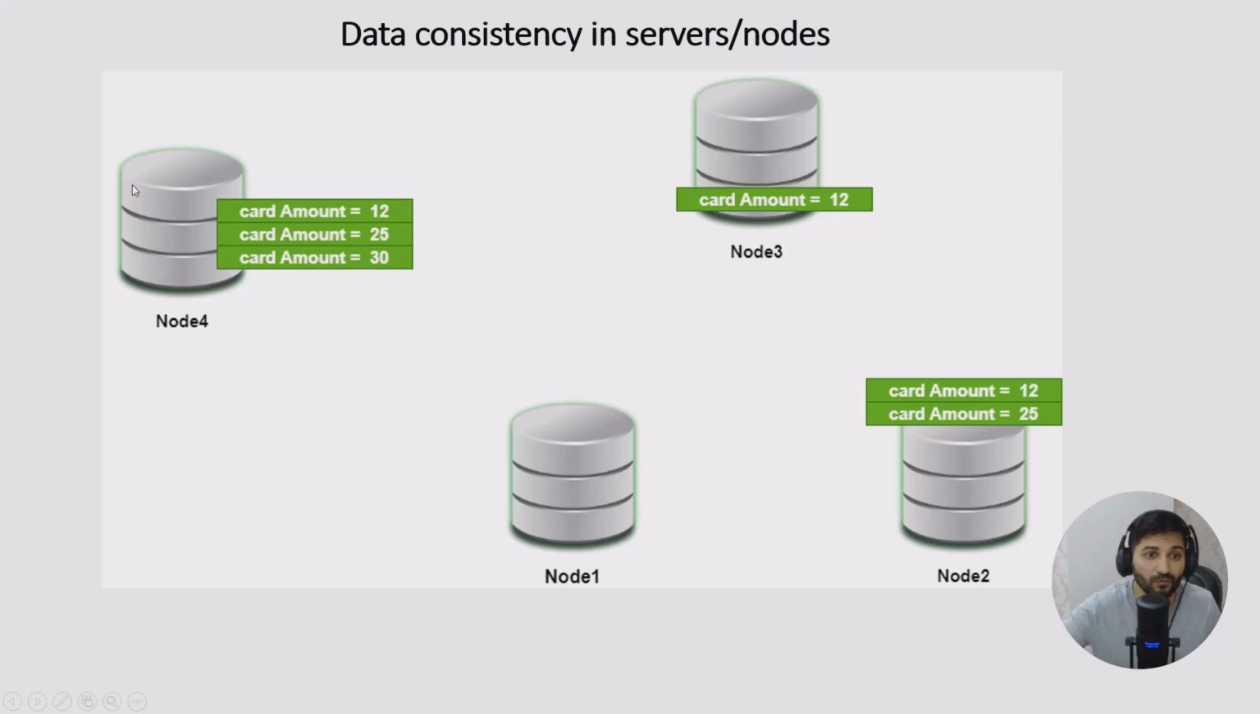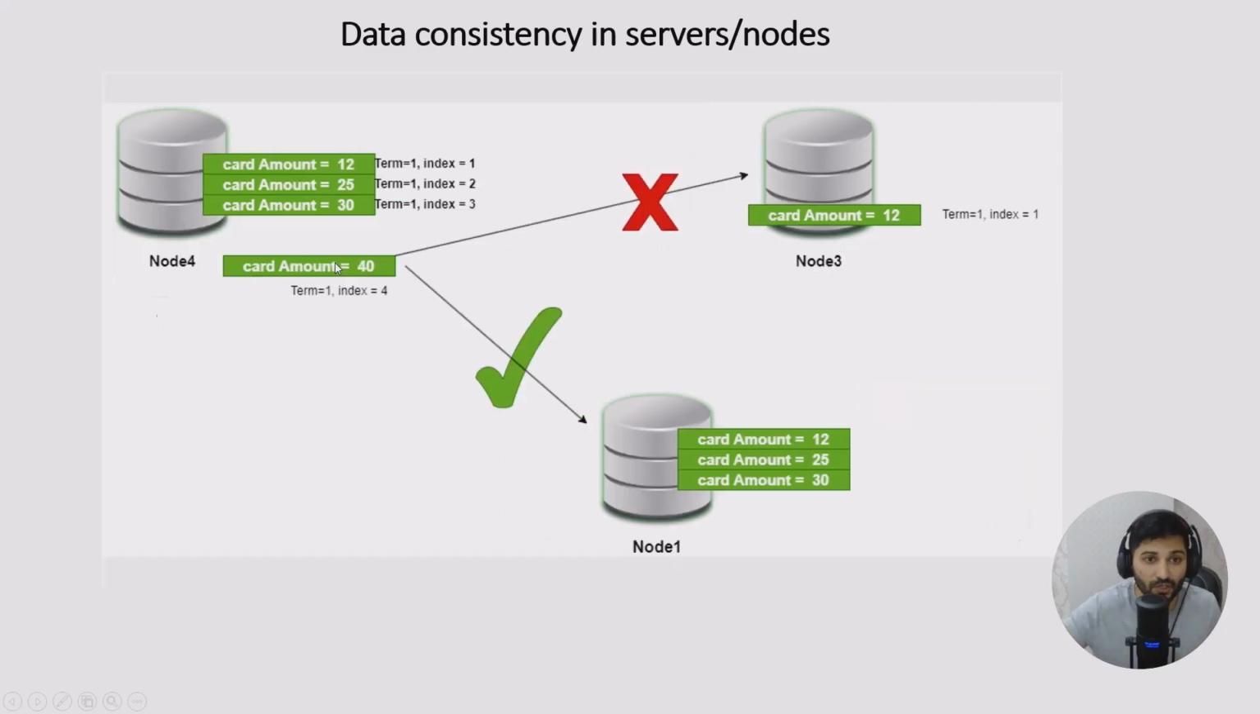It means when node 4 fails, we don't have the last information in node 2, if node 2 is going to be a leader, or in node 3, we don't even have the last 2 pieces of information. Okay, let's talk about this data consistency and the solution for it.